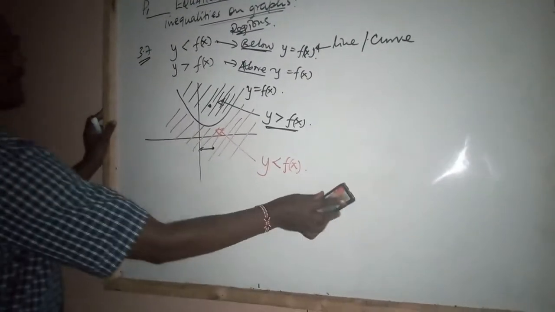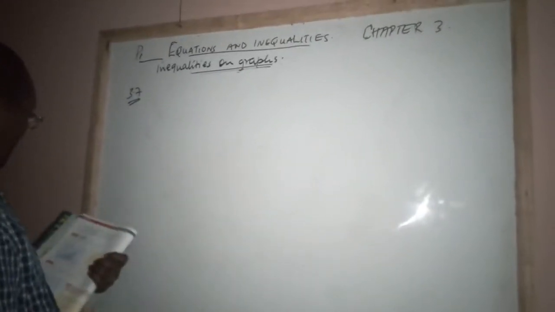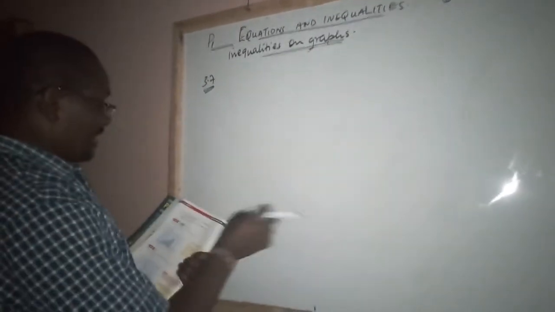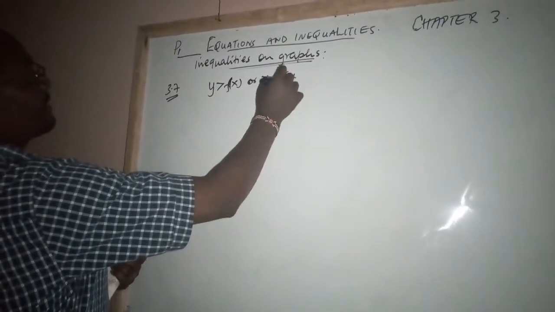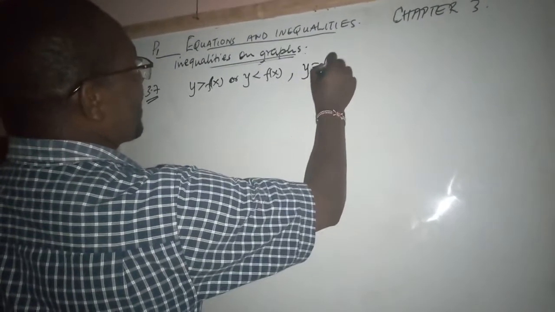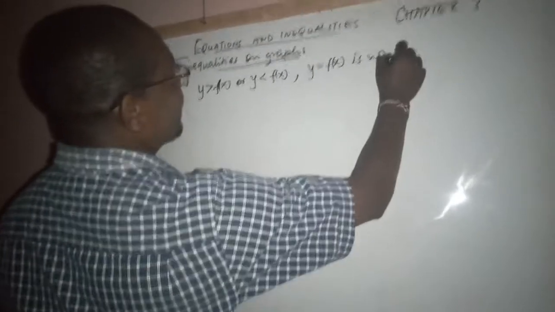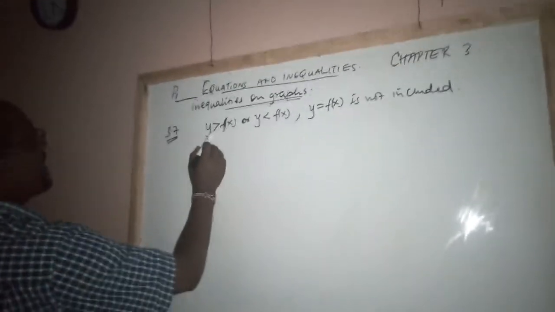Let us see what happens in example 13. Above on page 52, we are told, before we study example 13, we need to understand that if y is greater than f(x) or y is less than f(x), then it follows that the curve y equals f(x) is not included, because y is just greater than.